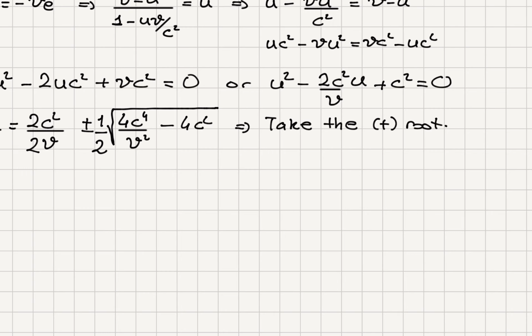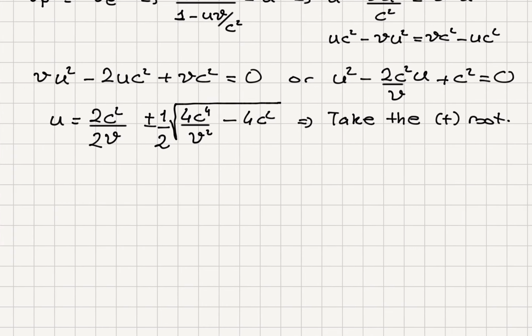to answer this question. So that means u is equal to c squared divided by v plus, now you can see that there's 4 here and 1 over 2 here. 4 comes out of the square root as 2, so that will disappear. I will have c squared coming out of this as c, so plus c square root of c squared over v squared minus 1.